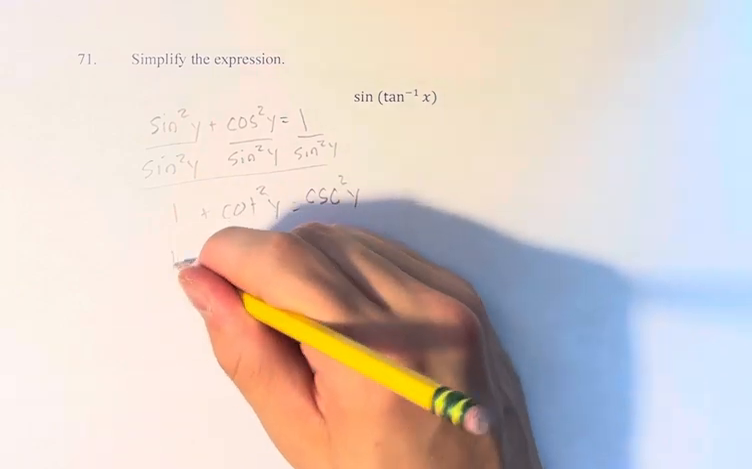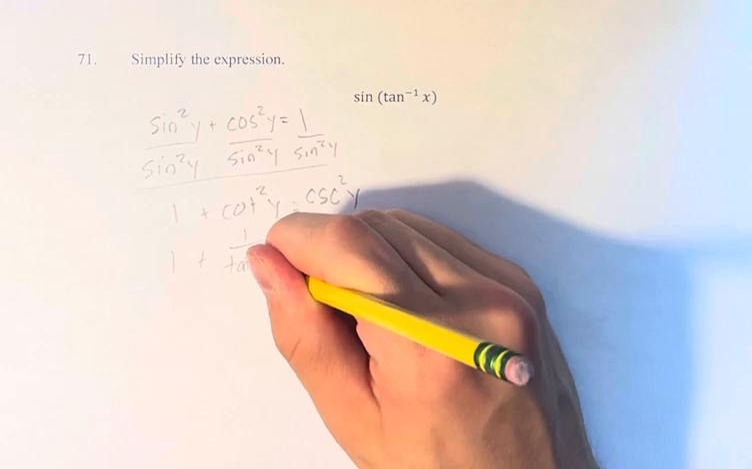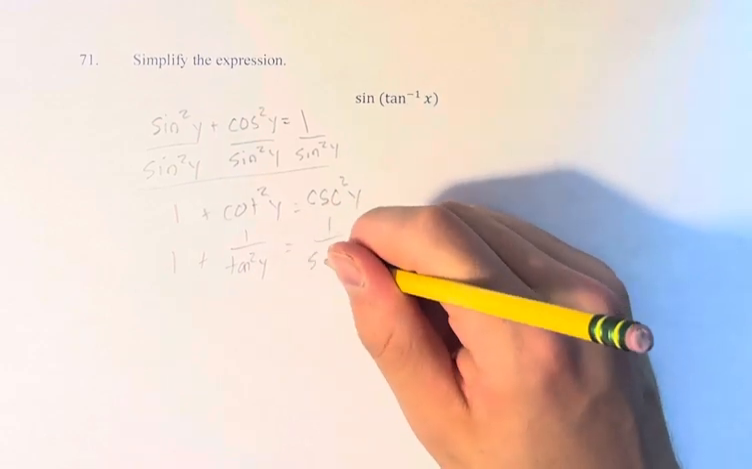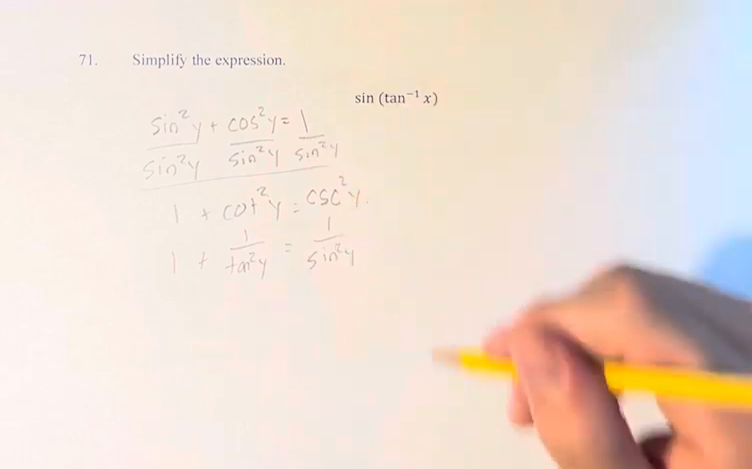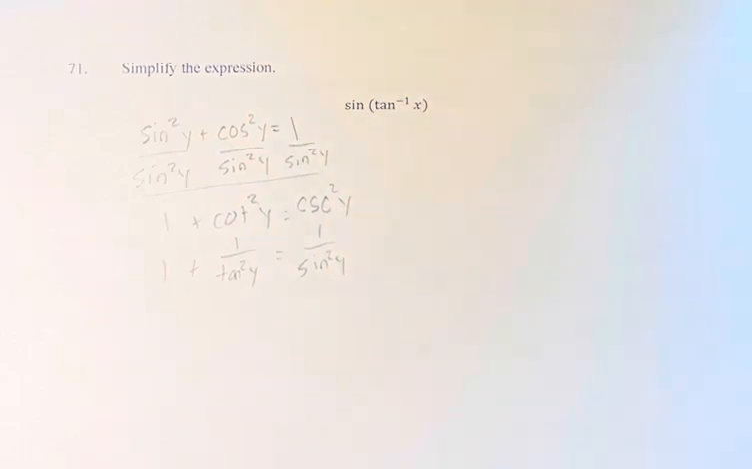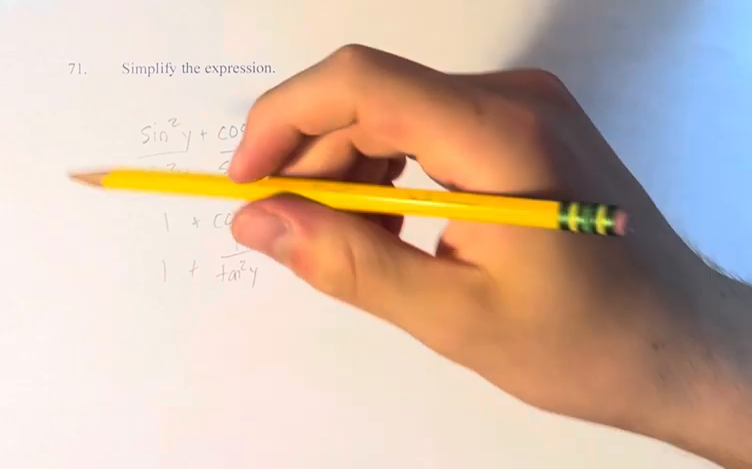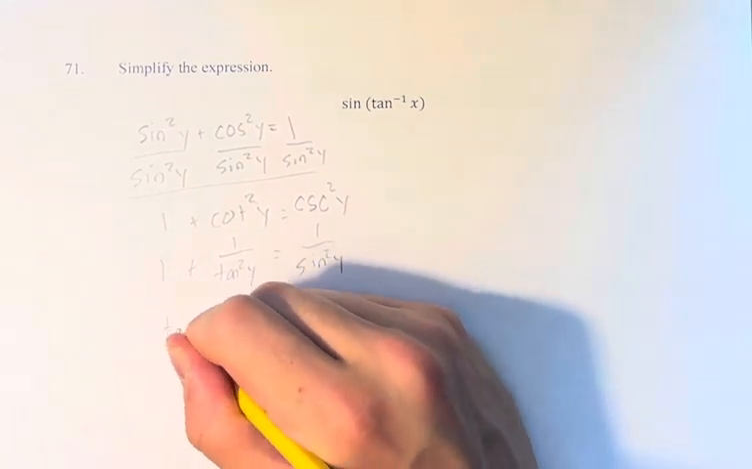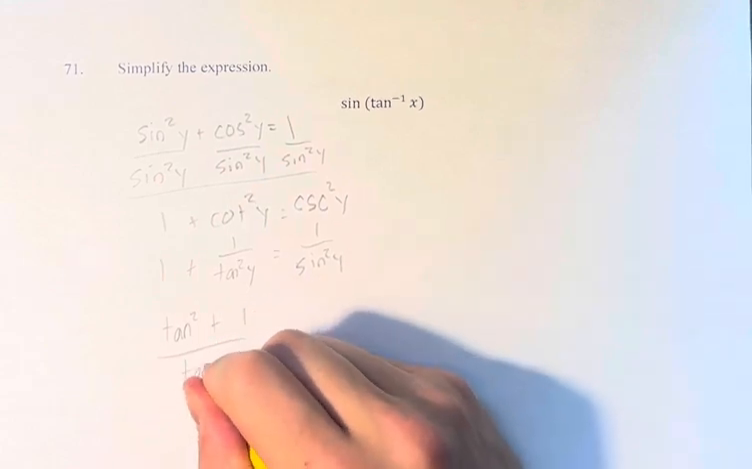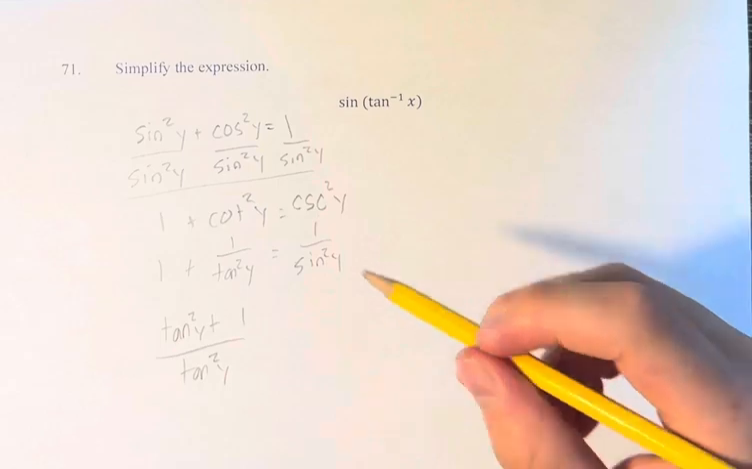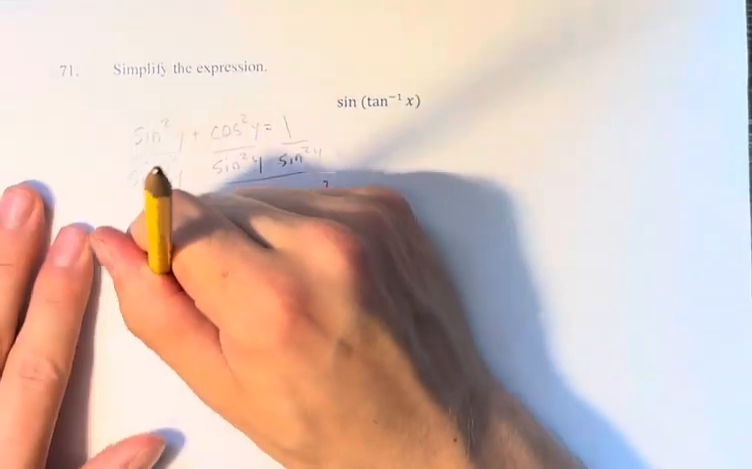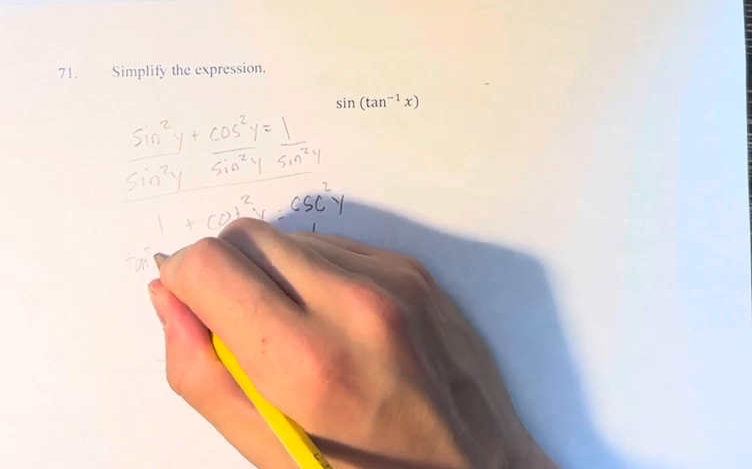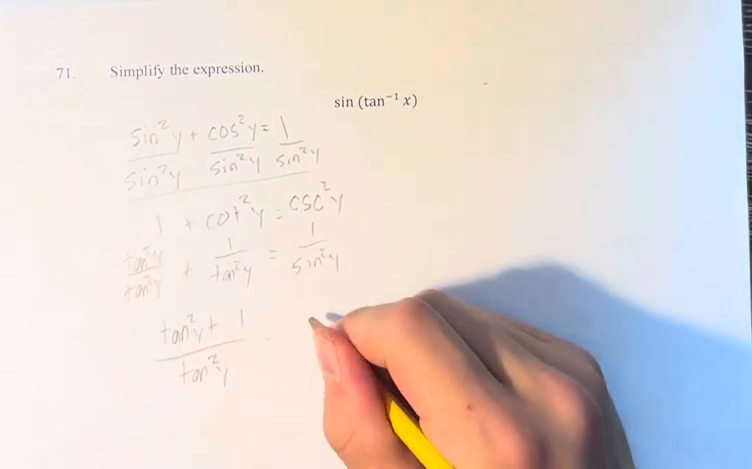And we can turn these into 1 plus 1 over tangent squared and 1 over sine squared. So I guess I didn't actually have to go through these two steps, but I'm just doing it to be clear. And doing this, we can therefore turn this, by taking the least common multiple, into tan squared plus 1 over tan squared, where we turn these into one fraction by turning 1 into tan squared over itself. This is equal to 1 over sine squared.